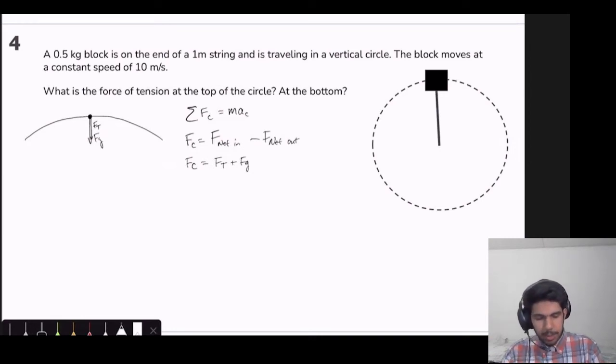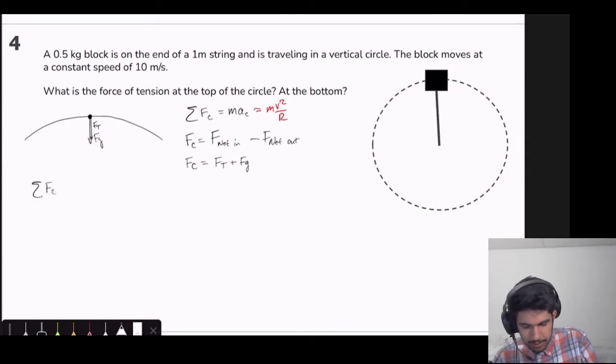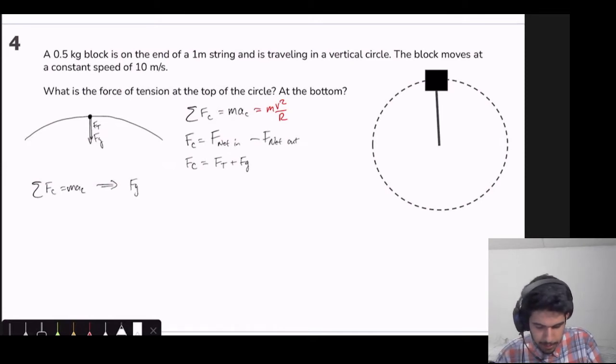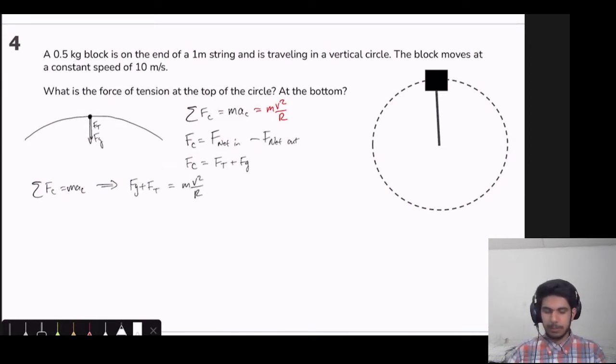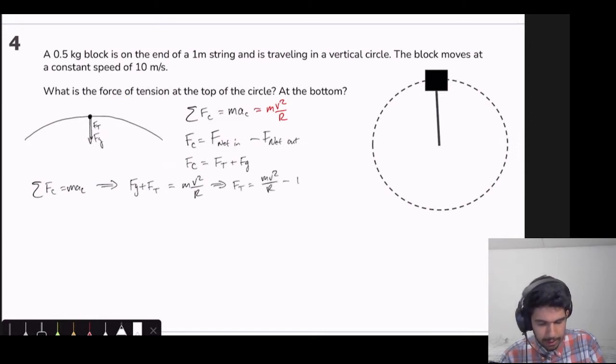Okay, and we know that m a_c is equal to mv squared over r by formula. So let's just put it together. We started with F sub c equals m a_c, and now we have that Fg plus Ft equals m times v squared over r. That's our equation. And we're asked to find the force of tension. So let's solve for tension. We get F sub t equals mv squared over r minus Fg.